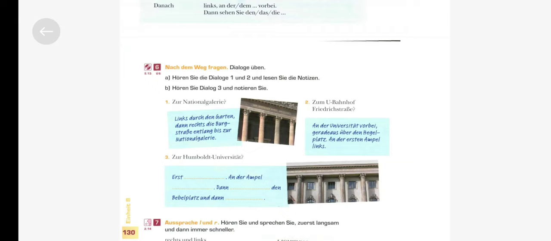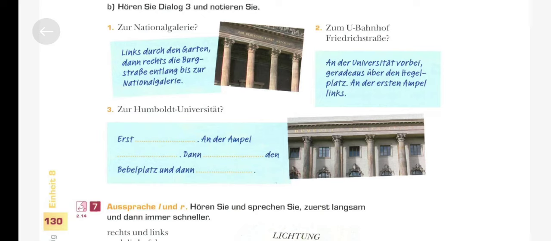Dialog 3. Hallo, wir suchen die Humboldt-Universität. Können Sie uns helfen? Ja, Moment. Gehen Sie hier geradeaus bis zur Ampel. Dort gehen Sie links in die Französische Straße. Dann rechts über den Bebelplatz bis zur Straße Unter den Linden. Dann noch ein Stück links. Also erst geradeaus, dann an der Ampel links, dann über den Bebelplatz und dann wieder links? Genau. Dankeschön.